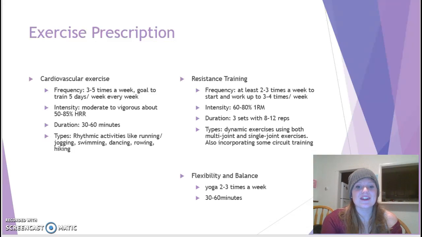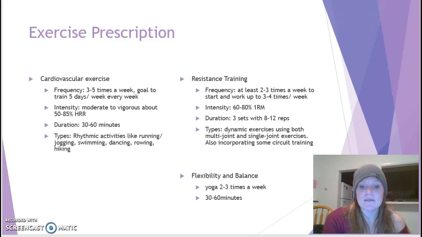Then resistance training, we're going to look at the frequency, which is 2 to 3 times a week, and hopefully working up to 3 to 4 times a week, because with osteoporosis being very prevalent in her family, we really want her to make sure she strengthens her body, especially focusing on strengthening the legs and the lower back, which are common sites for osteoporosis. And so the intensity is 60 to 80% of the 1 rep max. Duration, 3 sets with 8 to 12 reps in between each.